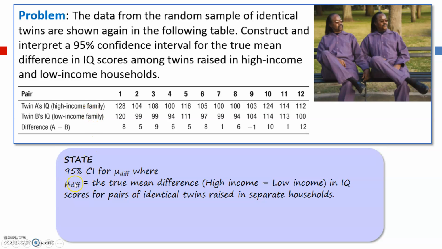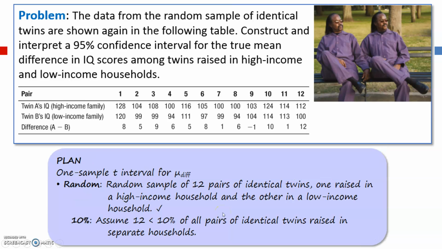If you define your difference as low income minus high income, you'll get a different interval, and that's totally fine if you define it at the beginning. So we've made a very clear declaration that we're going A minus B, and that's what our difference is. So very important you state that correctly.